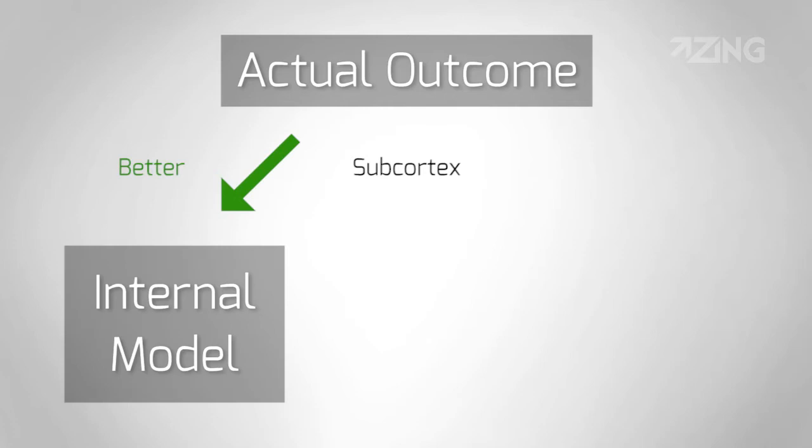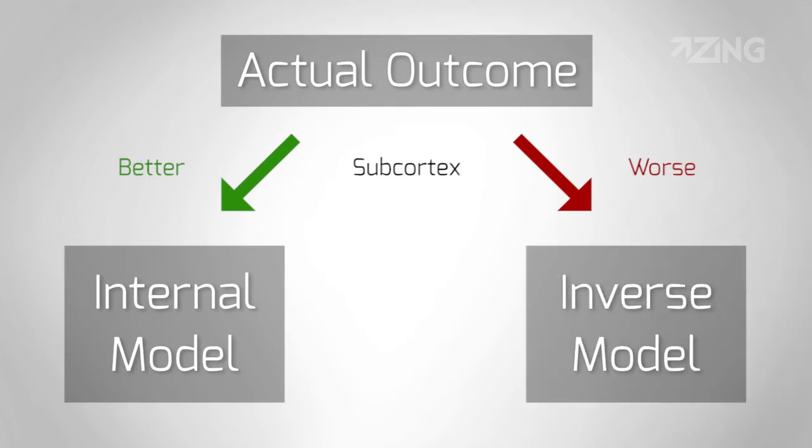If the outcome of our serve is better than expected, our subcortex calculates what the difference in movement was that caused that improvement and incorporates it into our internal model. If the serve was worse than expected, the difference is calculated as an error we don't want to happen in future. These errors are stored in what is called the inverse model, which is another type of experience file that represses unwanted movements and fine-tunes our performance.